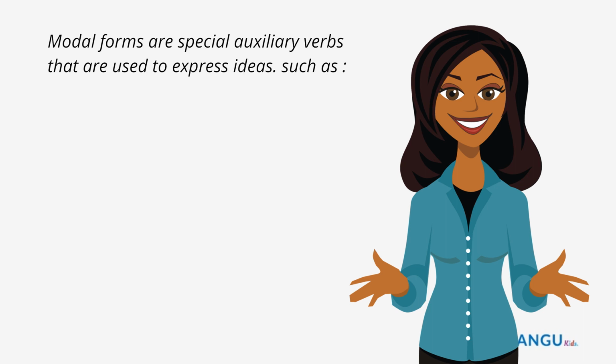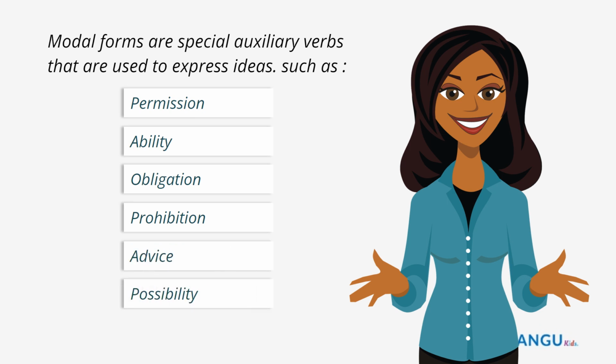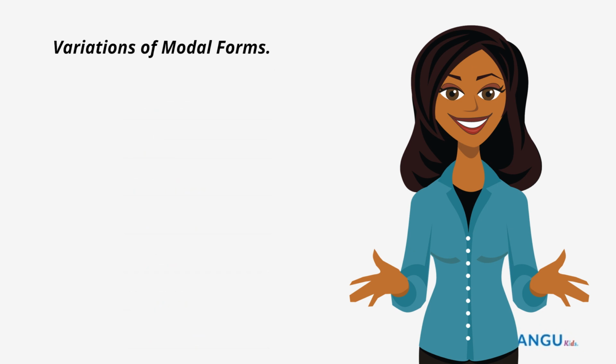Modal forms are special auxiliary verbs that are used to express ideas, such as permission, ability, obligation, prohibition, advice, possibility, and probability. There are several types and variations of modal forms. Let's take a look at them and some examples of their usage.